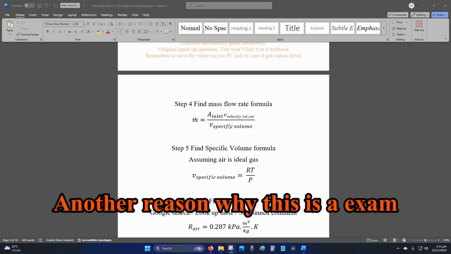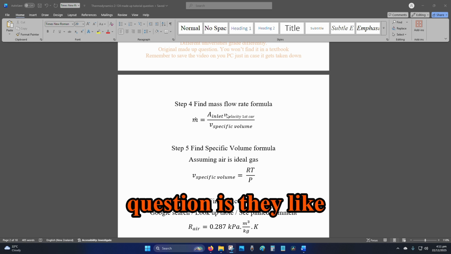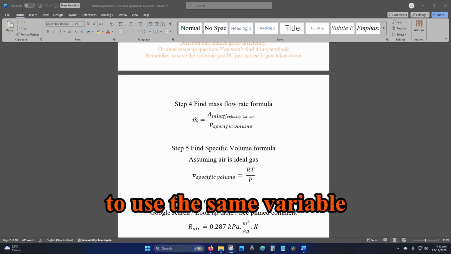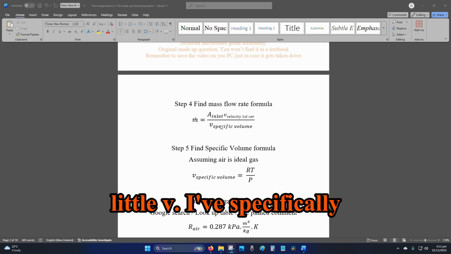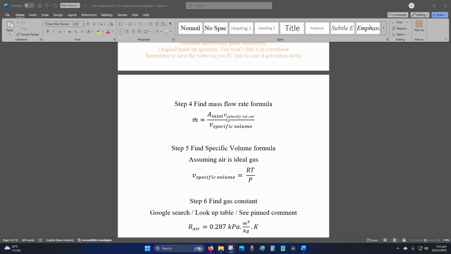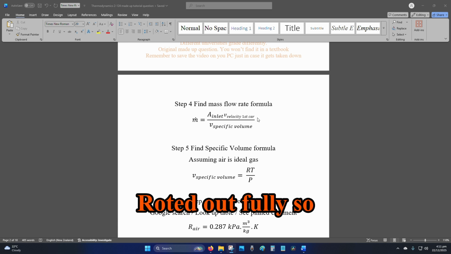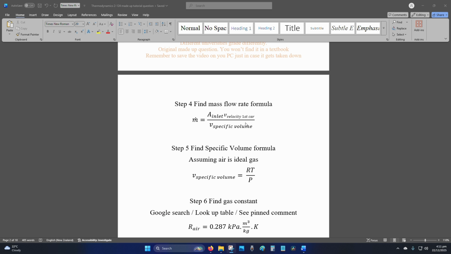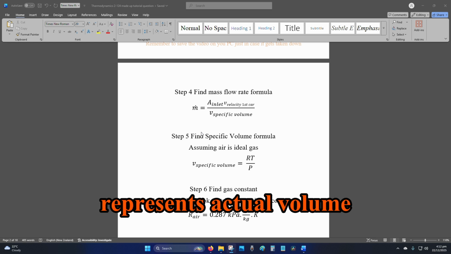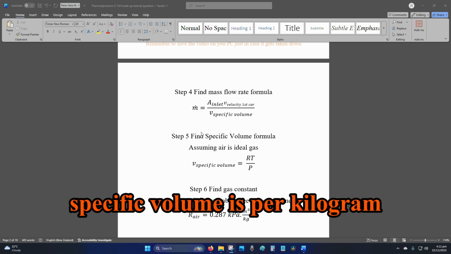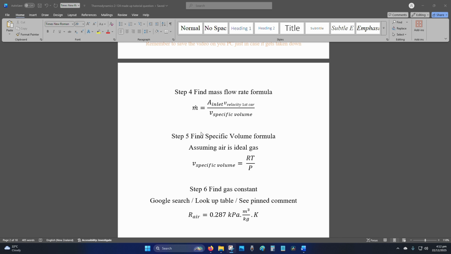Another reason why this is an exam question is they like to use the same variable. So as you can see, we've got little v and little v. I've specifically written it out fully so students don't get confused. Okay. So why not just use big V? So big V represents actual volume. Specific volume is per kilogram.